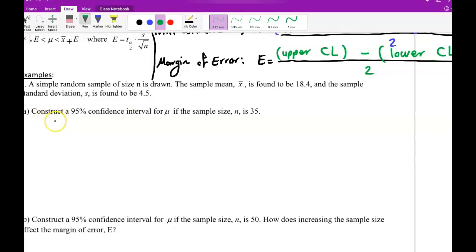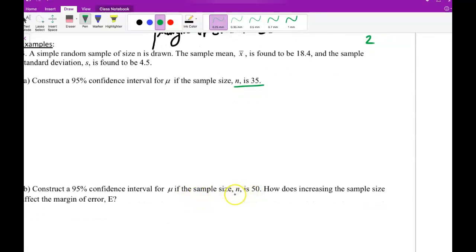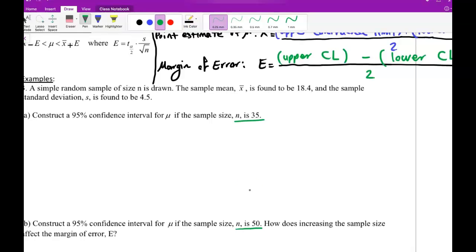Part A, construct a 95% confidence interval for mean if the sample size is 35. So here on the first part, sample size was not given. Now for each part, we have this information. So for part A, sample size is 35. And then part B, sample size is 50. Okay. And what we have for x bar is 18.4, and sample standard deviation is 4.5.